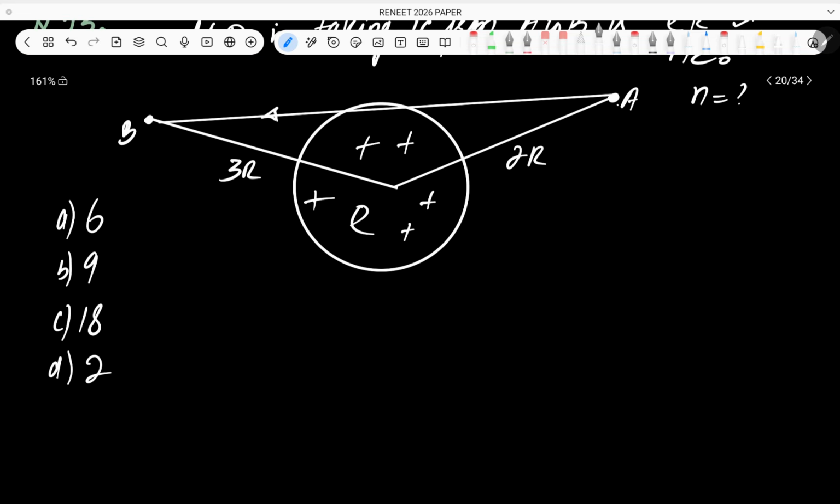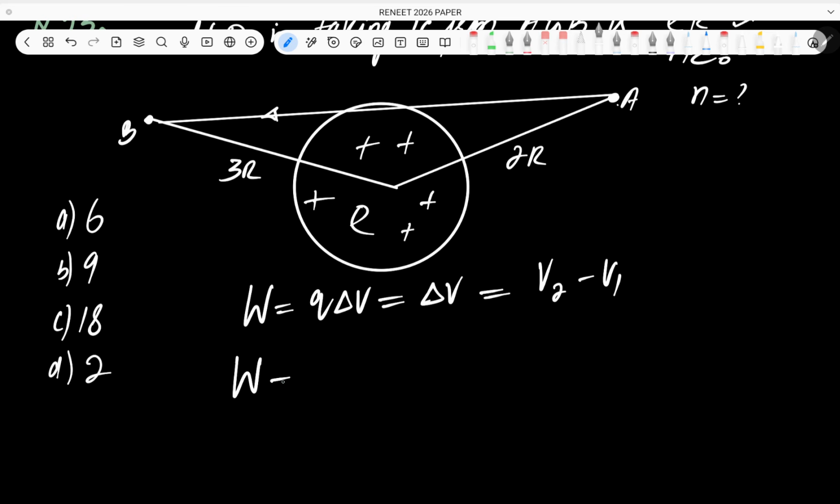That work done can be simply calculated by this. Work done equals Q into delta V. Since Q is 1, so it is simply delta V. Delta V implies that it is the potential difference. All right. So W will be equal to potential difference. Now, what is the potential at the point A? It will be equal to KQ divided by 2R. This is the potential at A. What is the potential at B? It is equal to KQ divided by 3R.